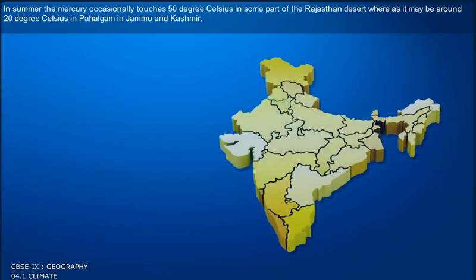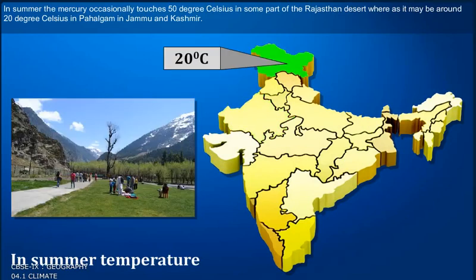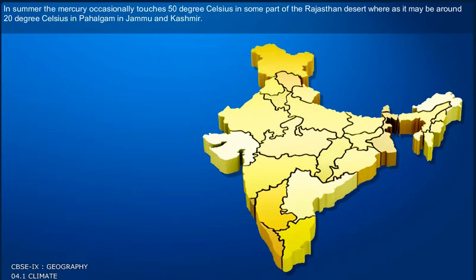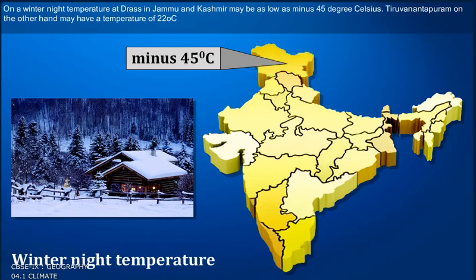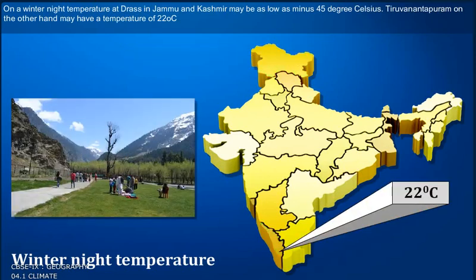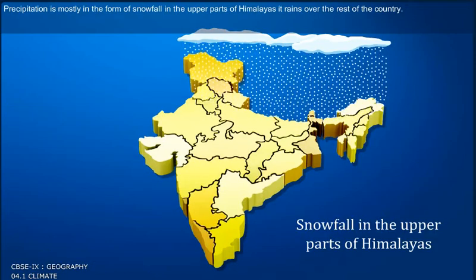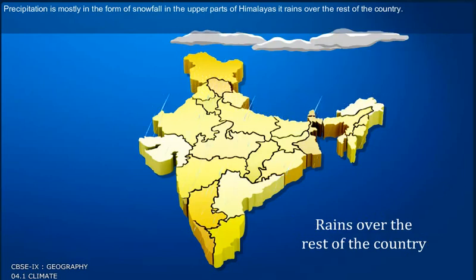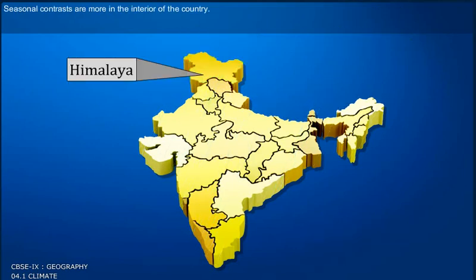In summer, the mercury occasionally touches 50 degrees Celsius in some parts of the Rajasthan desert, whereas it may be around 20 degrees Celsius in Pahalgam in Jammu and Kashmir. On a winter night, temperature at Dras in Jammu and Kashmir may be as low as minus 45 degrees Celsius. Thiruvananthapuram, on the other hand, may have a temperature of 22 degrees Celsius. Precipitation is mostly in the form of snowfall in the upper parts of the Himalayas. It rains over the rest of the country. Seasonal contrasts are more in the interior of the country.